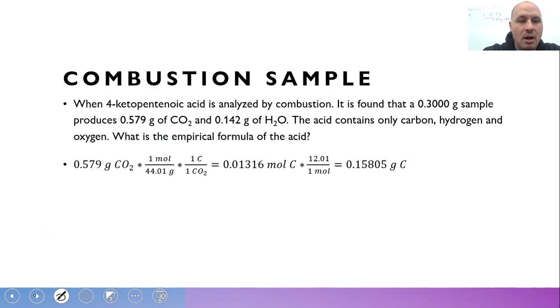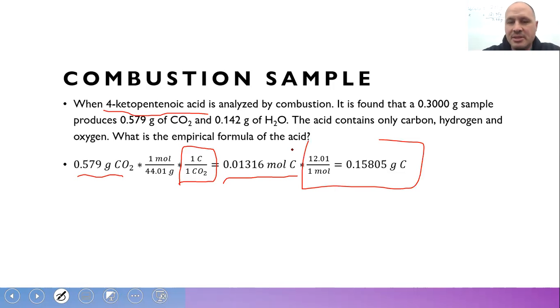So we take our mass of carbon dioxide and we convert it first to moles. And then we do a mole ratio. Now, we don't have a balanced equation because we have no idea what this stuff is. But I do know there is one carbon in every one CO2, because there's only one carbon in the formula. So that finds my moles of carbon, and I need this value. That's going to be very important to finding my empirical formula. I go ahead and convert this to grams of carbon because I'm going to need that a little bit later.